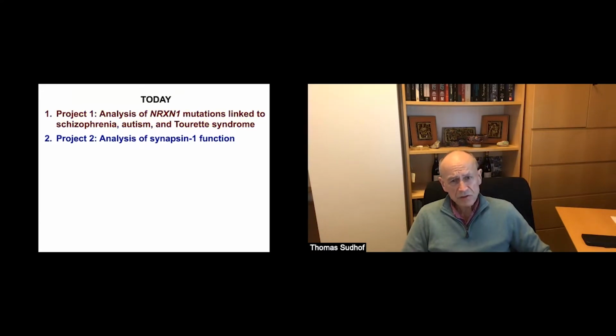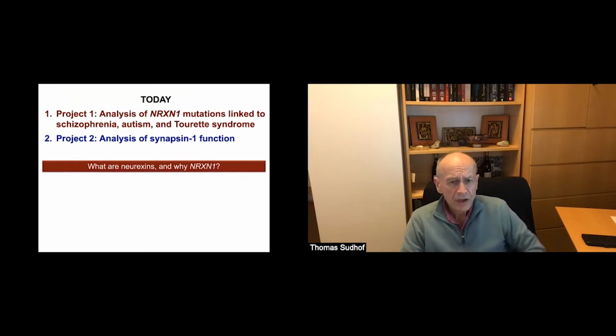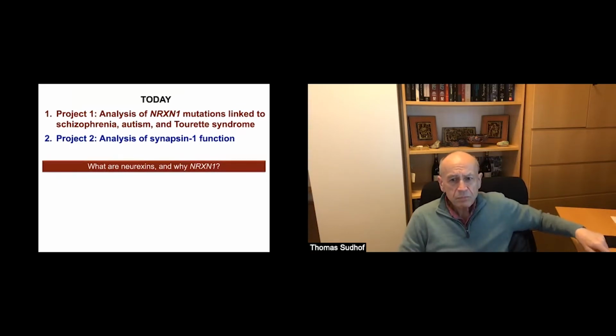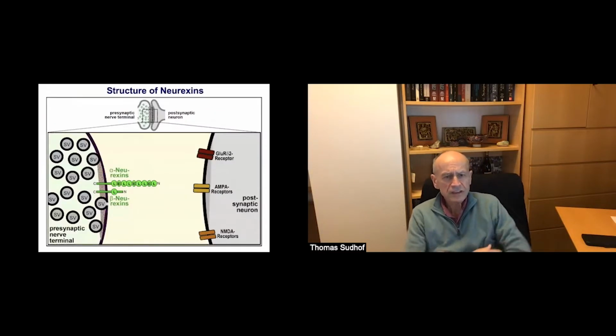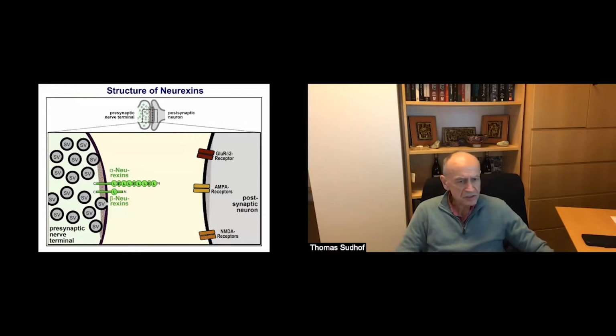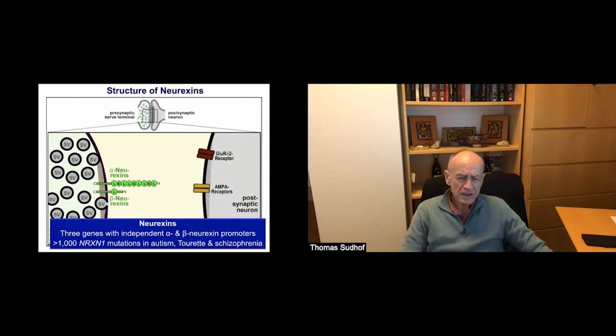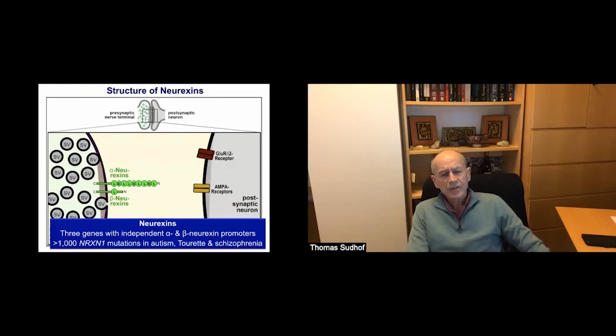Let me talk about Neurexin 1 first. So what are Neurexins? What is Neurexin 1? Neurexins are presynaptic adhesion molecules that come in two major flavors, alpha neurexins and beta neurexins. There's three genes with independent promoters for both of these variants, and there's thousands of mutations in Neurexin 1 that have been identified in patients with diverse neuropsychiatric disorders: autism, Tourette, schizophrenia.